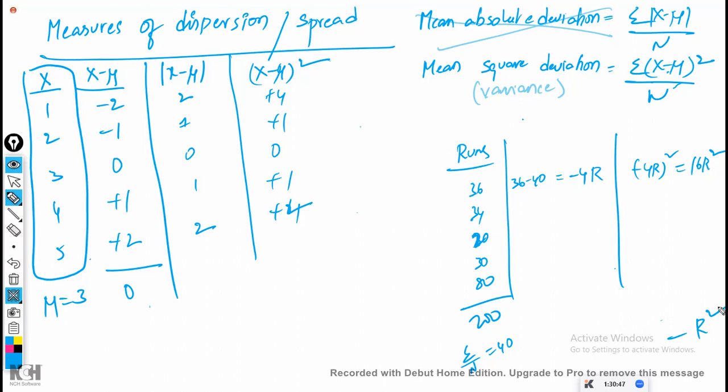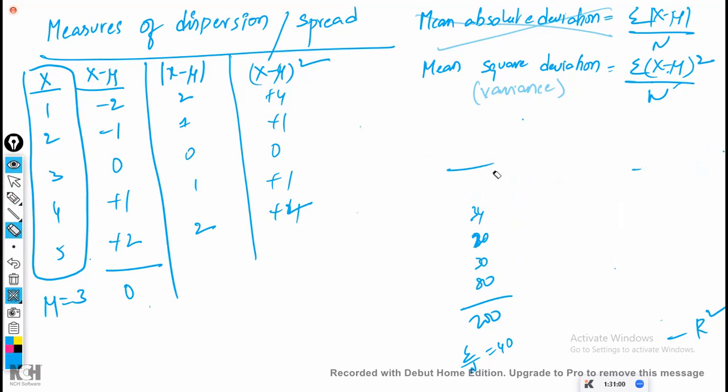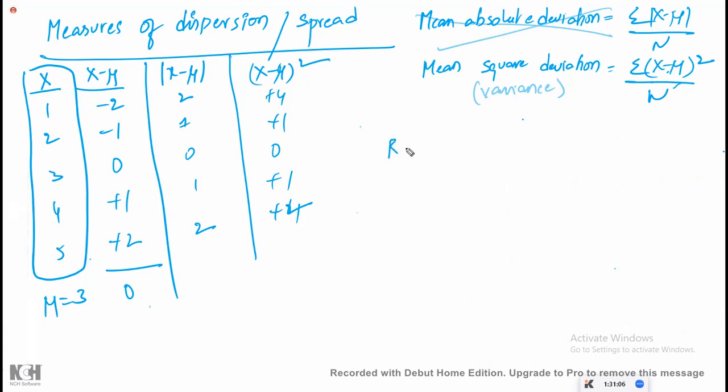What is the problem in mean square deviation? The units also will be squared. I don't want units to be squared. I want the normal deviation only. I don't want the square of the deviations. Then what do we have to do? We just have to apply the square root to this. That is nothing but the root mean square deviation.